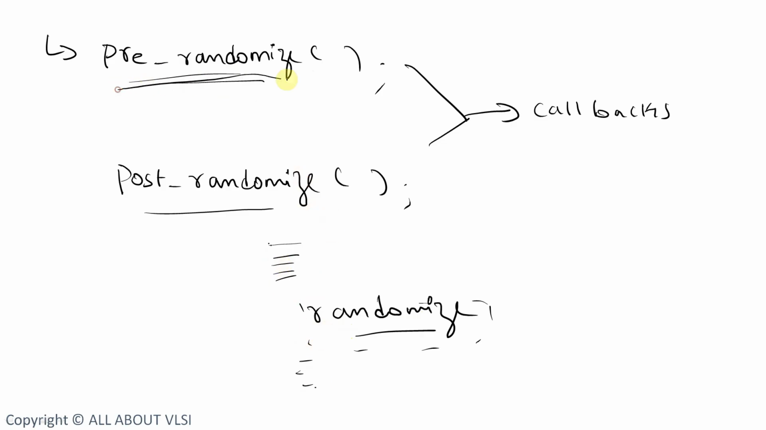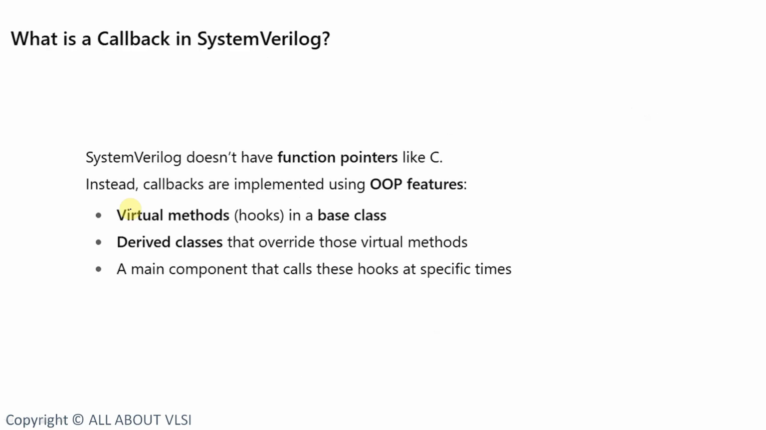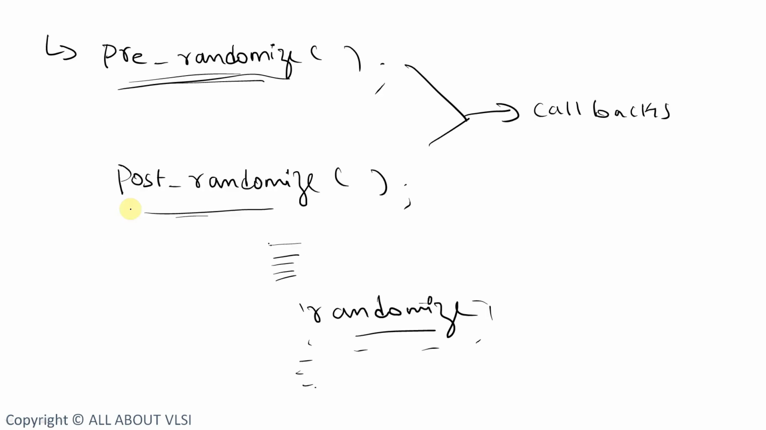Here the pre-randomize method and post-randomize method are our hooks. Using these hooks, we develop the body for them, and we are not going to call pre-randomize and post-randomize ourselves. If we call the randomize method only, internally it is going to call the pre-randomize and post-randomize methods. So this is nothing but our callbacks.